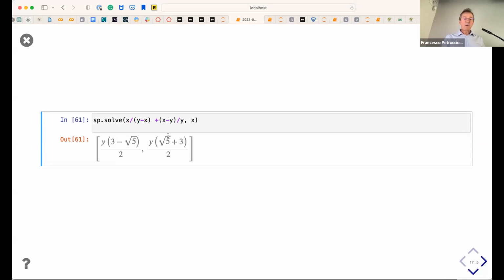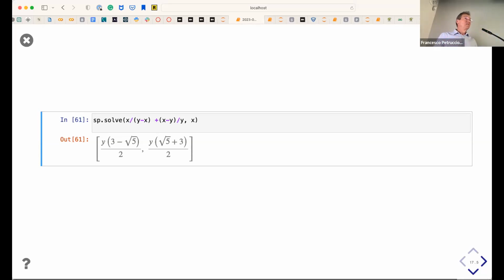For instance, now I remember why I needed y. Maybe you want to solve this expression: x over y minus x plus x minus y over y equals 0, and you want to know what is x as a function of y. So now remember why we needed the symbol y. It was for this example. So SymPy solve, and bang.